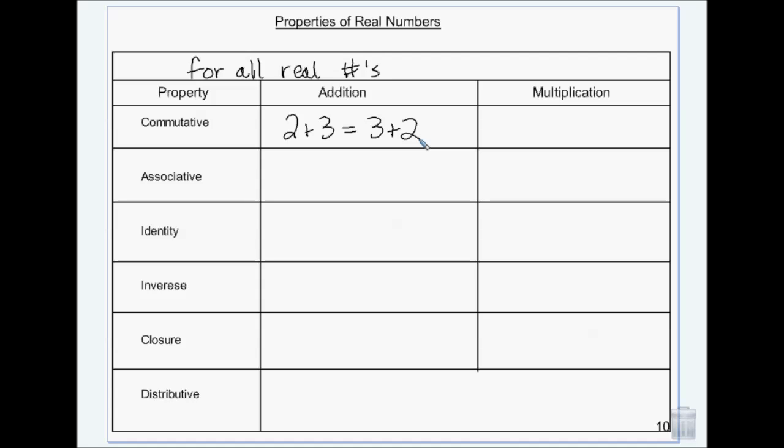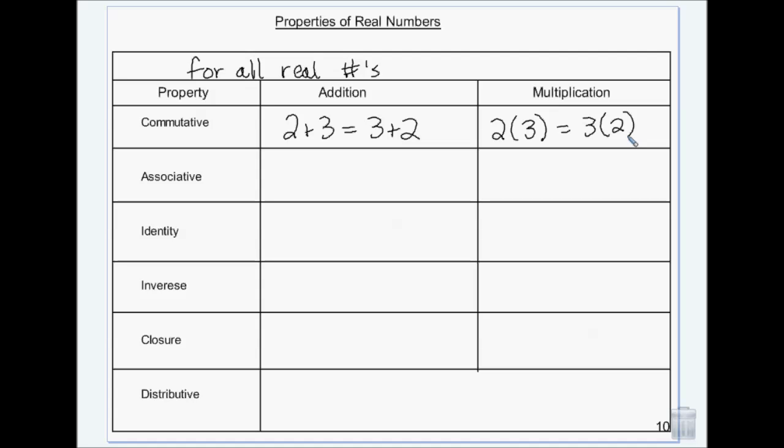Okay, multiplication tells me that 2 times 3 is the same thing as 3 times 2. It does not matter what order I multiply in. Now you'll notice subtraction and division are not up there. That's because it's not true for subtraction or division. It's only true for addition and multiplication. And that's the case with all of these properties.